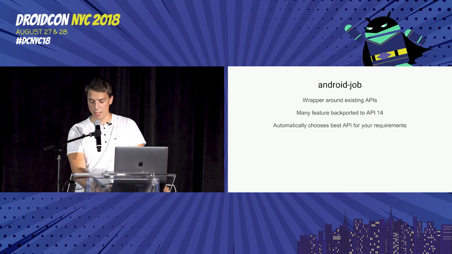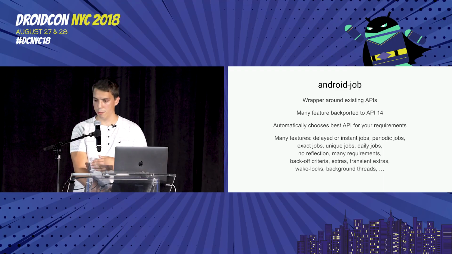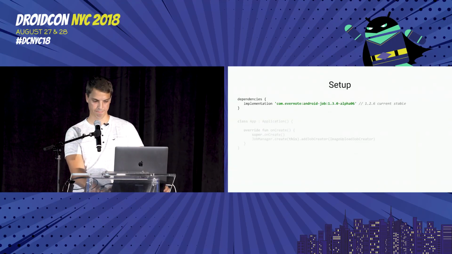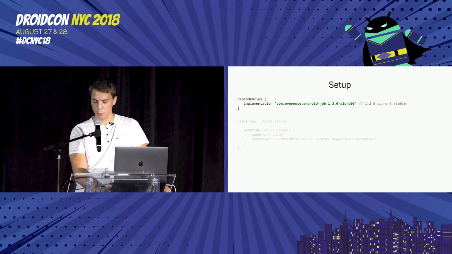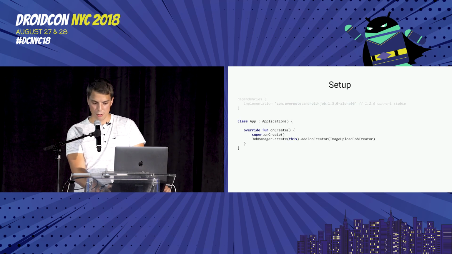And the good thing about this, you don't really need to worry about anything like this anymore. You just schedule a job and it works, and the library picks the best API for your use case. And then there were many, many features backported. The setup is straightforward. You add a dependency so that you can access the library. And then you have to write a little bit of code to set up the library, which is also not that difficult.